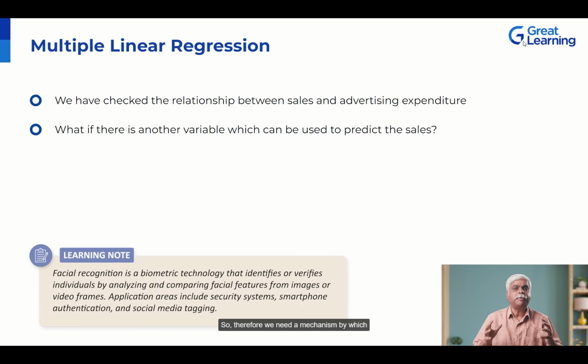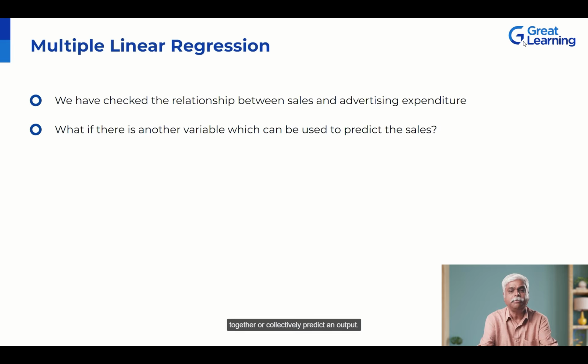So therefore, we need a mechanism by which we can take many inputs and use them together or collectively predict an output. And that is multiple linear regression. Multiple stands for multiple x's. Linearity will still hold, as we'll see. We'll still get a linear equation.